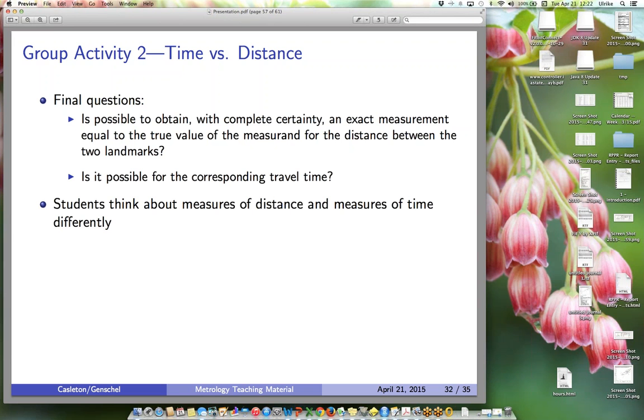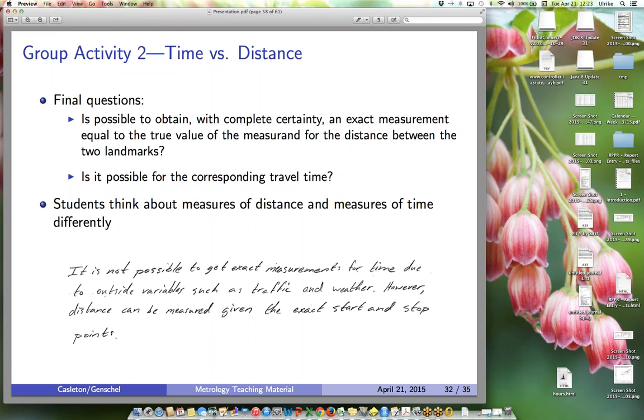And so the most interesting finding in this study in terms of feedback from the students was that there was a clear distinction in how students thought about measures of distance and how students thought about measures of time. Specifically, they did think that it was possible to get a perfect measurement for distance, but not for time. And the majority of the responses from the students are perfectly summarized by this statement, where the student wrote, "It's not possible to get the exact measurement for time due to outside variables such as traffic and weather. However, distance can be measured given the exact start and stop points."